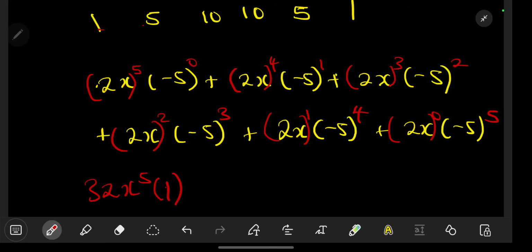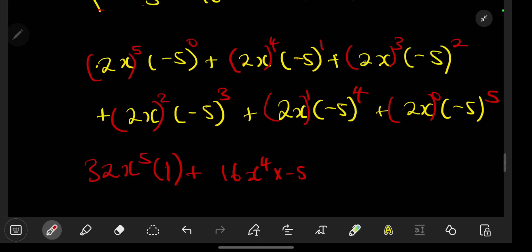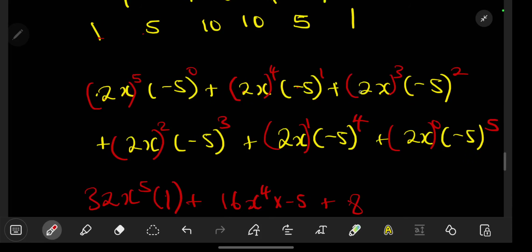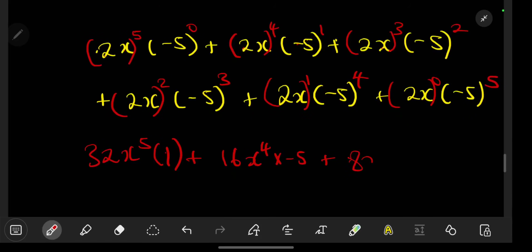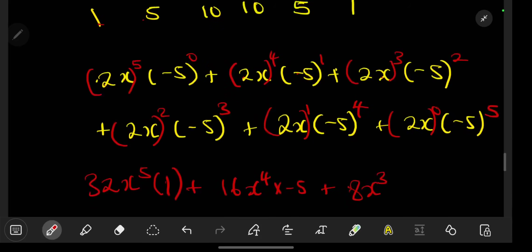Then the next value we are going to have is 2 to the power 4. This will give us a value equivalent to 16. 2 to the power 4 is 16. Then we have x to the power of 4. Negative 5 to the power 1 will be negative 5. Then 2 to the power 3 will be 8. 2 to the power 3 will be 8.